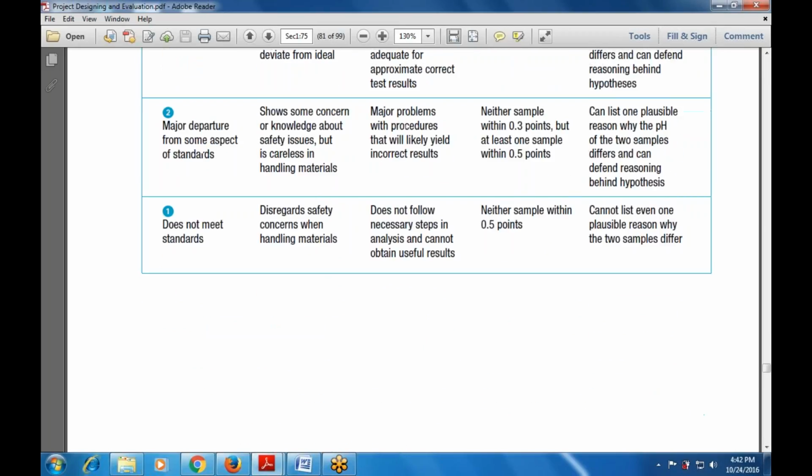That does not meet the standard in the sense that whatever standard is required, we cannot meet the standard: to disregard safety concern when handling the material, whatever the material that is to be handled, whatever the time constraint that is required. Disregard means there is no regard of the safety concern when handling the material and the data. Then it does not follow the necessary steps in the analysis and cannot obtain a useful result, whatever the useful result is, that does not meet the requirements of the data.